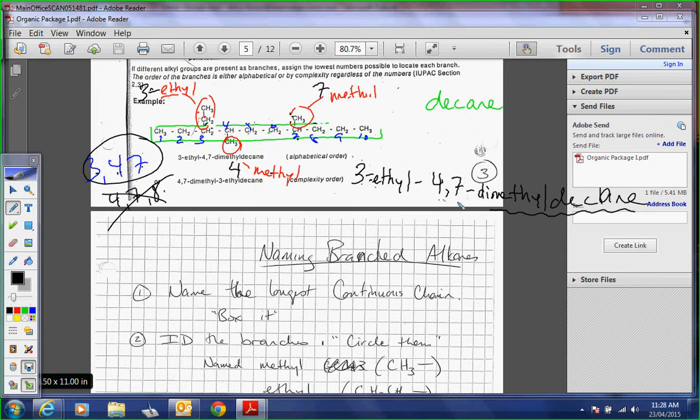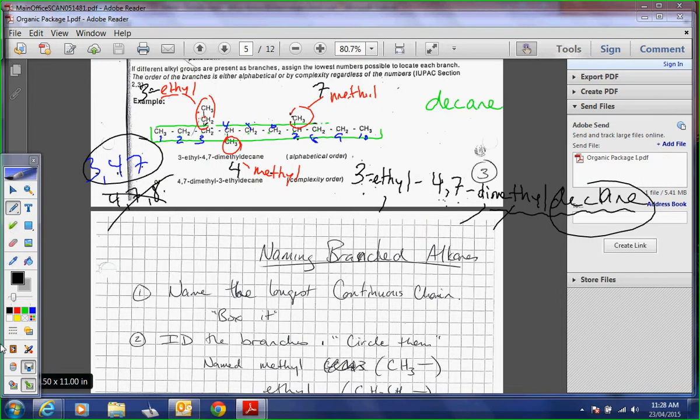Right now, I'm more worried about: can you find your ethyl? Can you find your methyl? Do you know there's two of them? Can you do the numbering system? And can you find the longest chain? And you will see that the rest of this booklet is about practicing that.